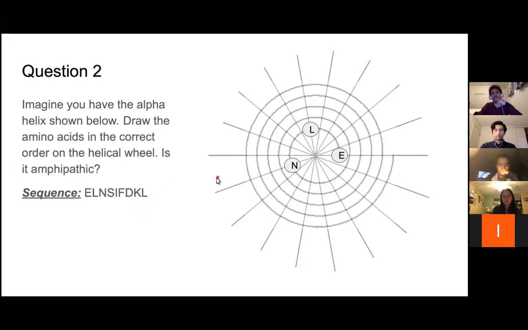And you'll just keep on counting. It's a little tedious, I know, but you'll love this type of problem, I swear, until all your amino acids are placed on your helical wheel. So that's pretty straightforward. You just got to remember 100 degrees spaced apart. Now, can someone unmute and tell me, is this an amphipathic helix or not?